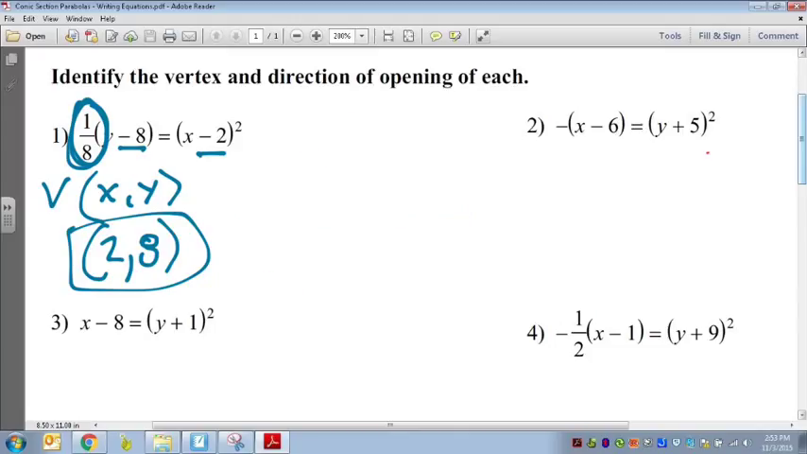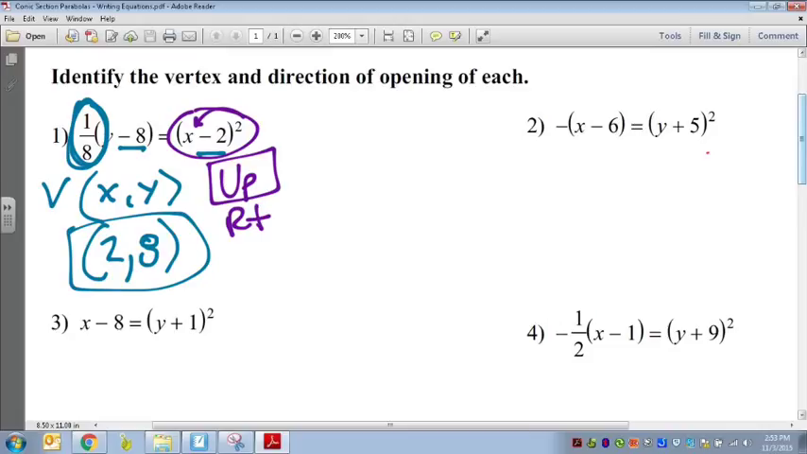It's positive 1/8, so that means it's either going to open up or it's going to open to the right. But look here, x is squared. Okay? And if x is squared, that means it's going up or down. My vertex is at 2, 8. And because it's positive, it's going to go up. Okay? Let's take a look at number 4.